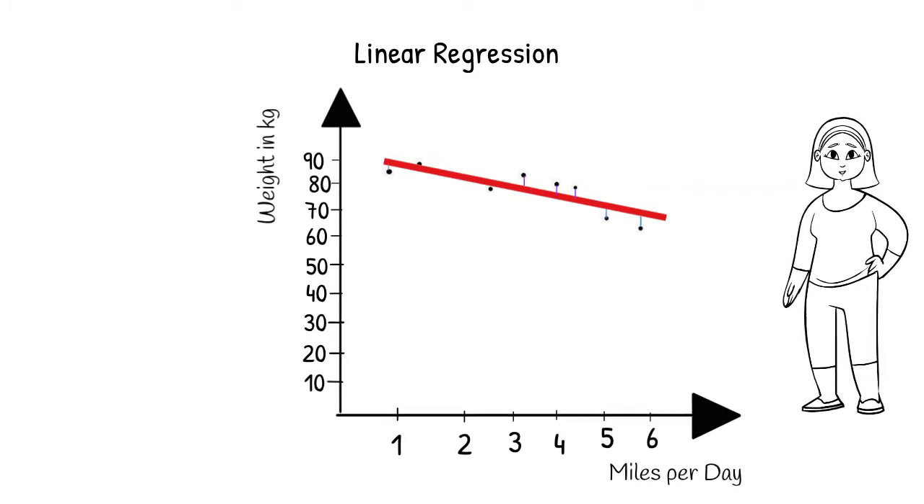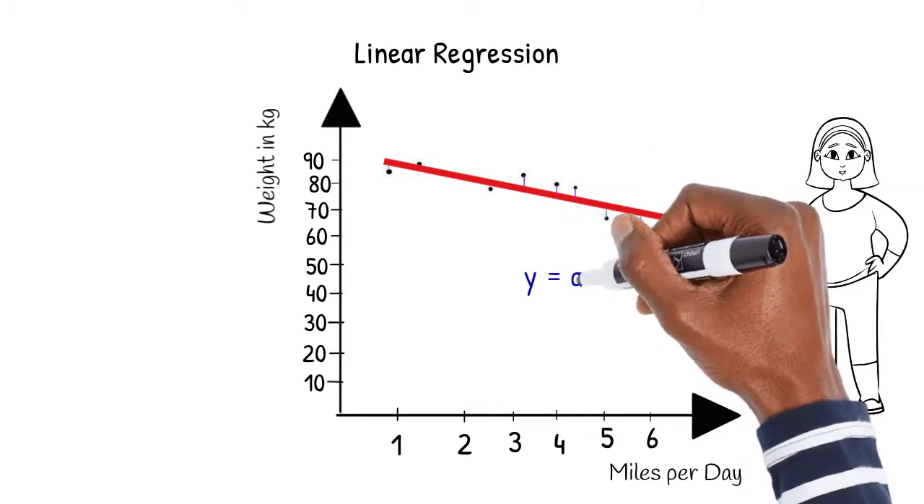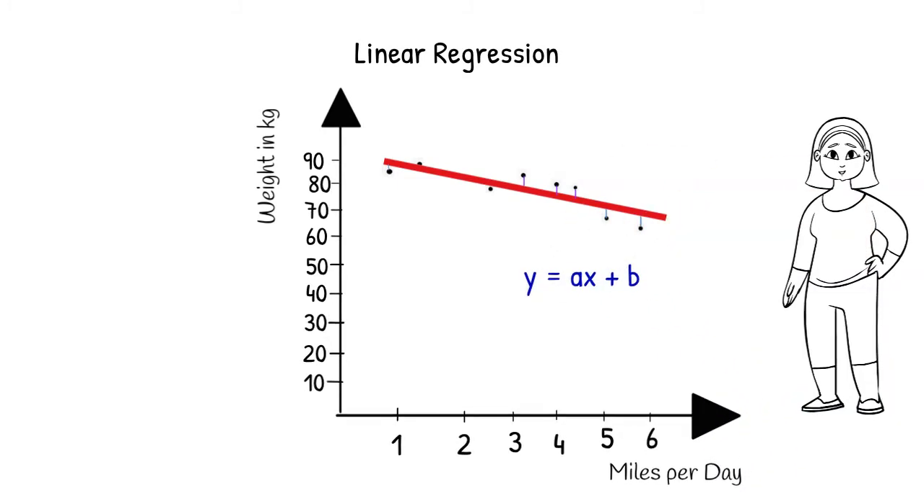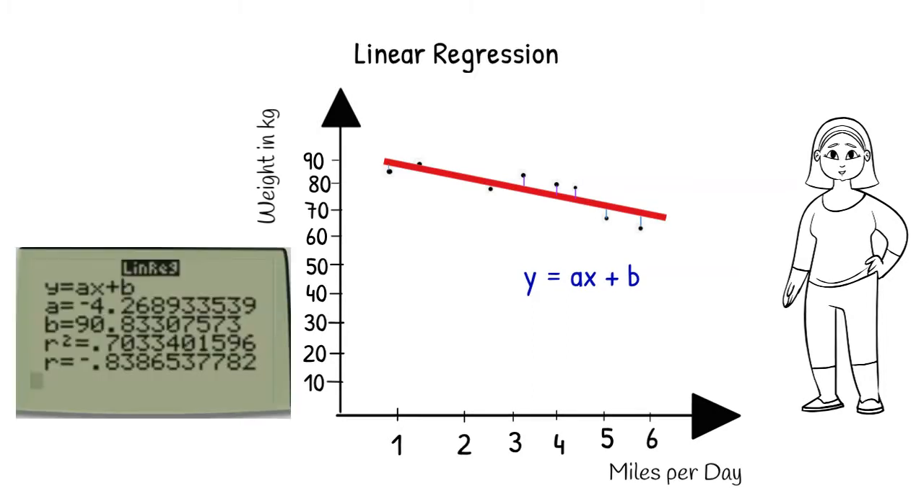But how do we determine where to place our line to ensure that it is the best fit for our data? Let's start by recalling that the equation of a line is y equals ax plus b. There are multiple ways to determine the values in this equation, a few of which are linked below. Let's say we use the TI-84 to determine the equation of the line and get this display. Let's talk about what that means.